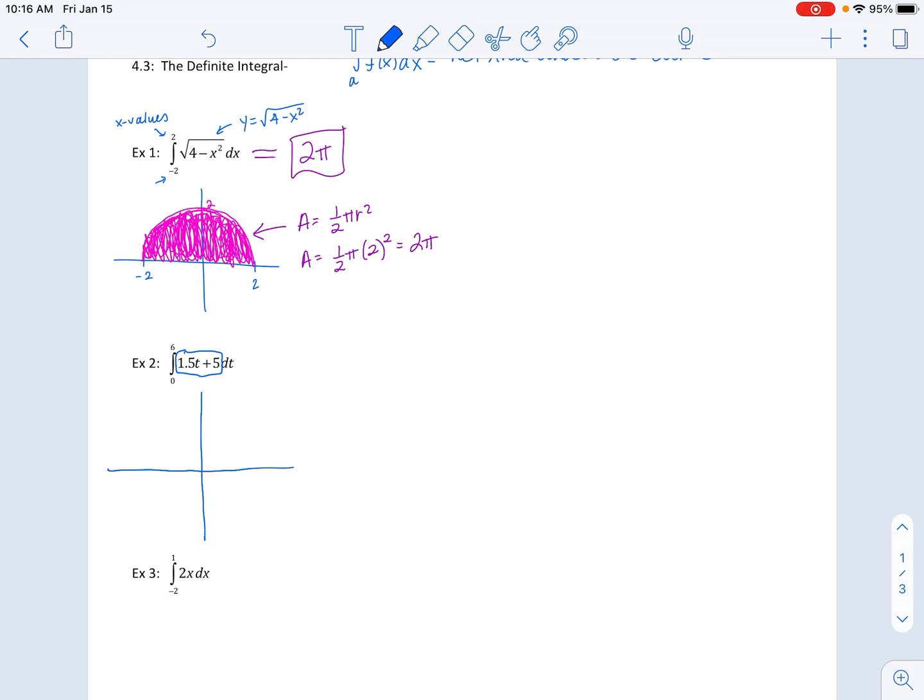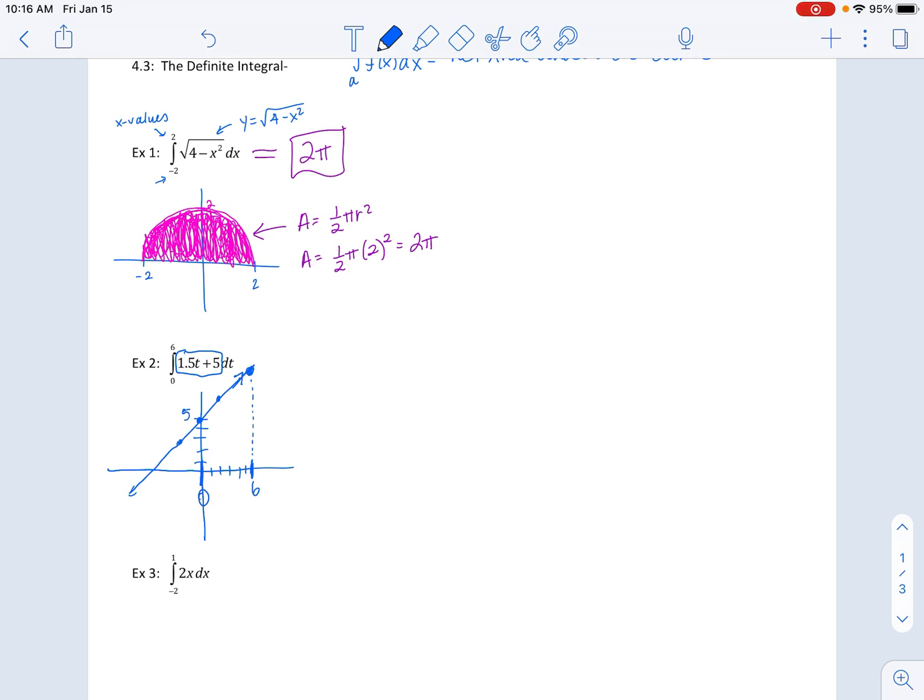You can think of it that way. Let's see. My y-intercept of 5 is up here, and my slope is +1.5. So let's say this function looks like this. And then again, we are counting from 0 to 6. So here's 0 on the x-axis, and then 1, 2, 3, 4, 5, 6. Here is the space we're talking about.